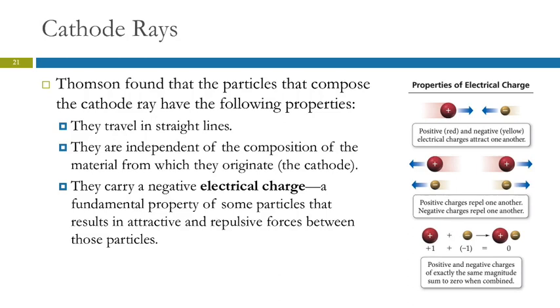And he observed these cathode rays and found that the particles that compose those cathode rays travel in straight lines. They don't wiggle around or anything. They just go in straight lines. And they're independent of the composition of the material that they come from. You can make that cathode out of different metals, and the cathode ray is the same. It doesn't matter what the material is.